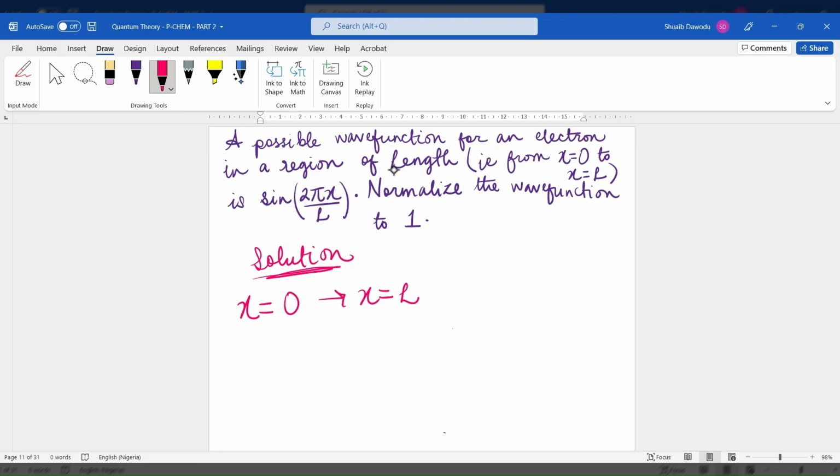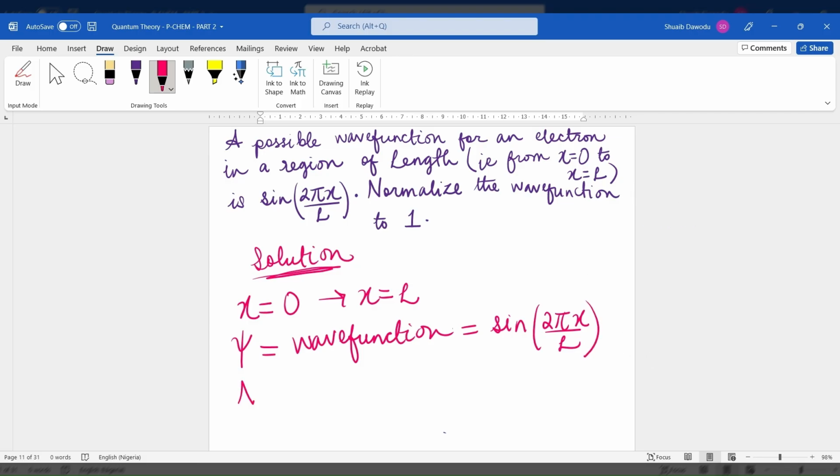And then we're told that the wave function, which is psi, is given. By the way, psi is a Greek letter that represents the wave function, not wavelength, in quantum mechanics. The wave function psi here is sine 2 pi x divided by L. And we're told to normalize the wave function.